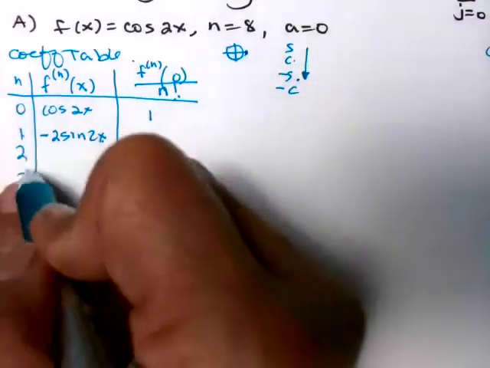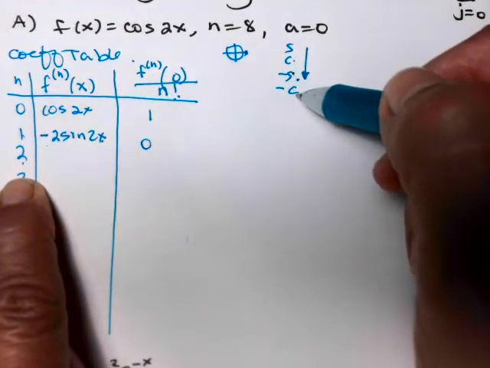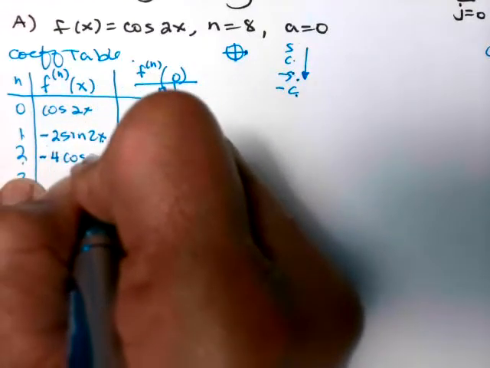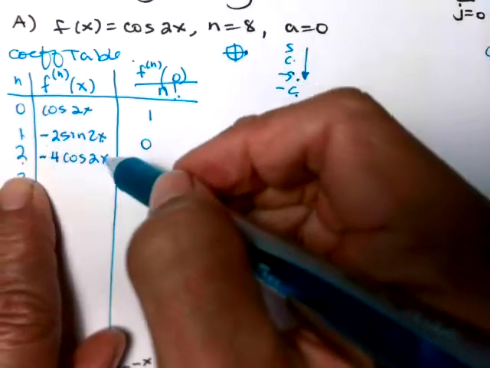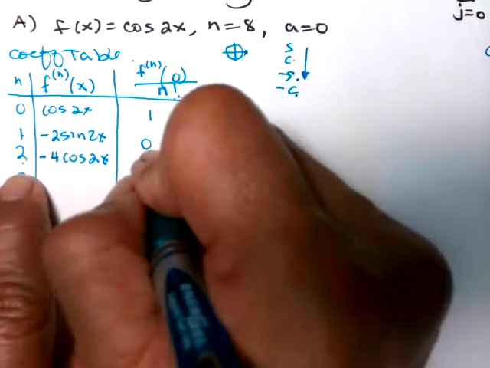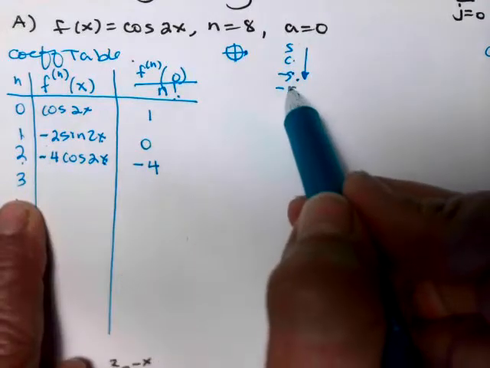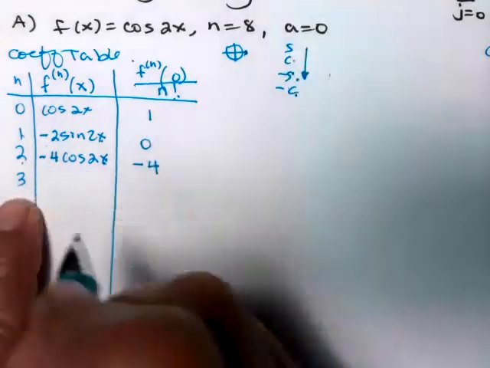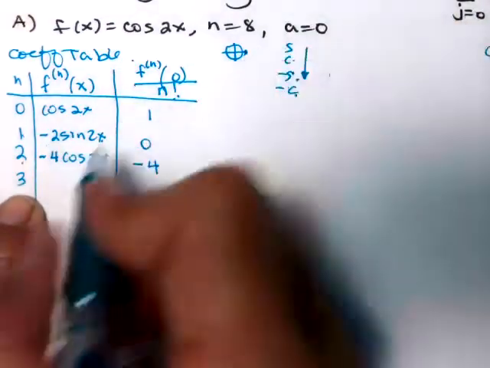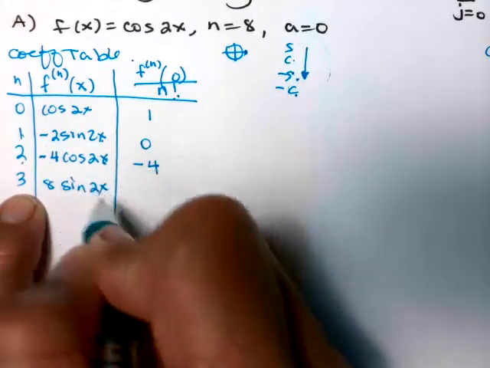N equals 2. So now we do the derivative of negative 2 sine 2x. The derivative of negative sine is negative cosine, and I'll get the extra 2 for cosine 2x. Plug in the 0. Cosine of 0 is 1 times negative 4, so negative 4. Third derivative, derivative of negative cosine loops back up to sine, extra 2, so that'll be positive 8 sine 2x. So that'll be another 0.